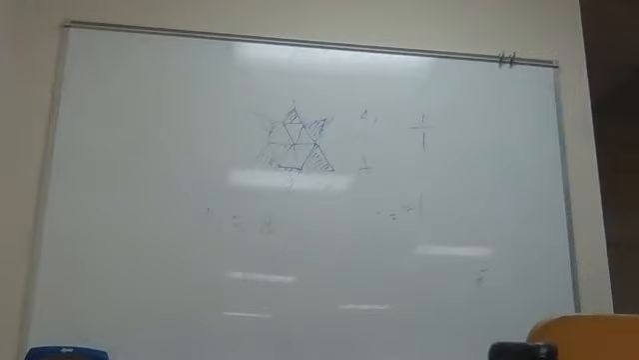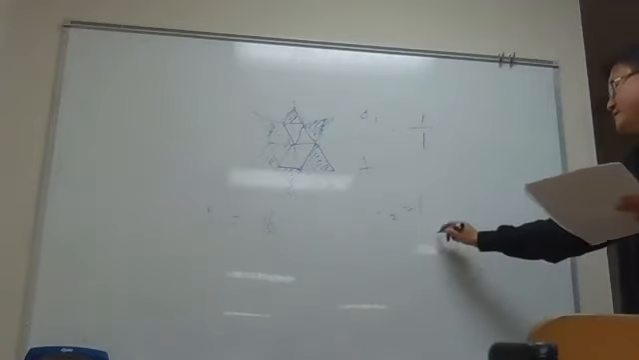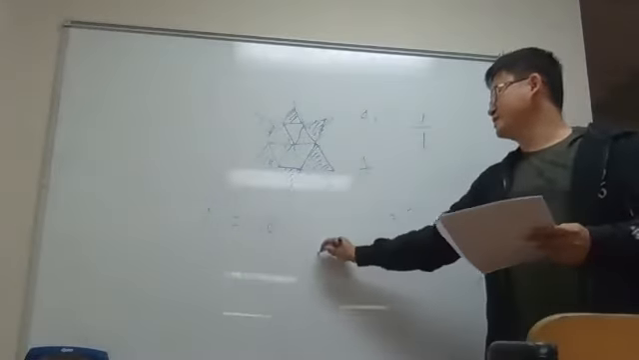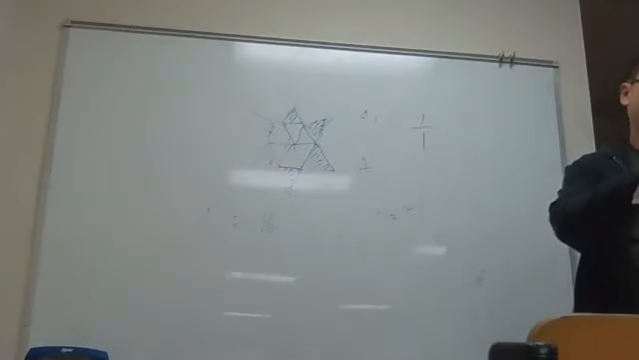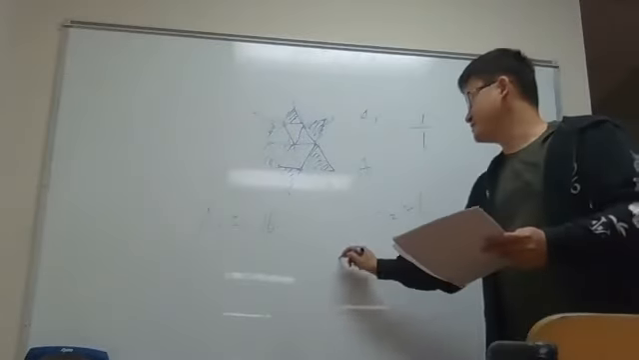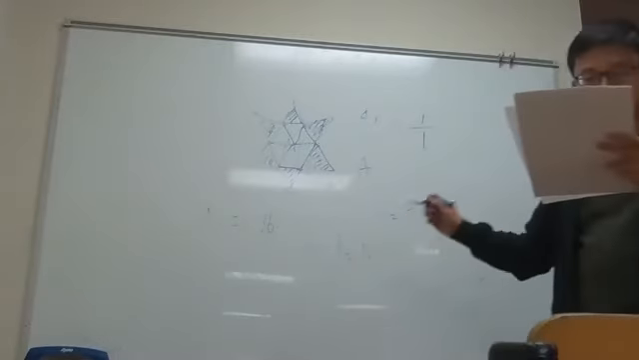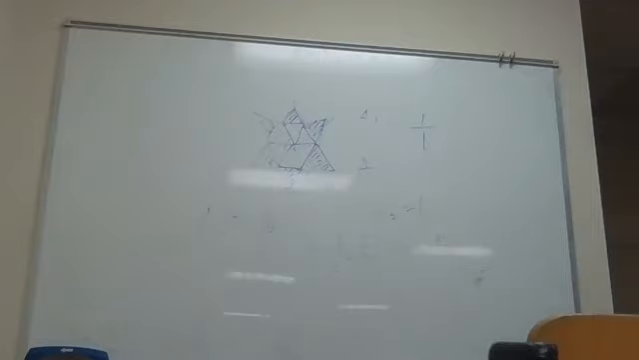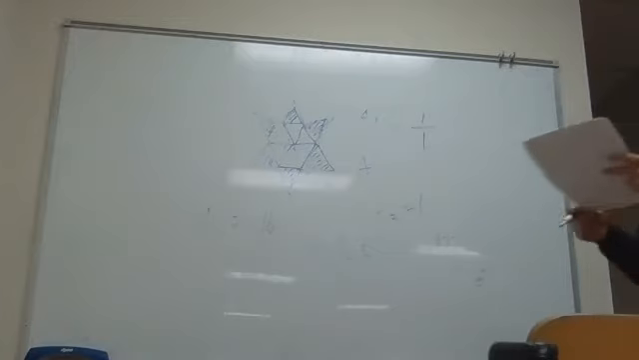C. Should be C, right? 5. So it's basically, if you take the bigger one and subtract off the smaller one, the difference would be the 3 trapezoids, right? And then just divide it by 3. So you get the answer 5. Okay? So these are very straightforward.